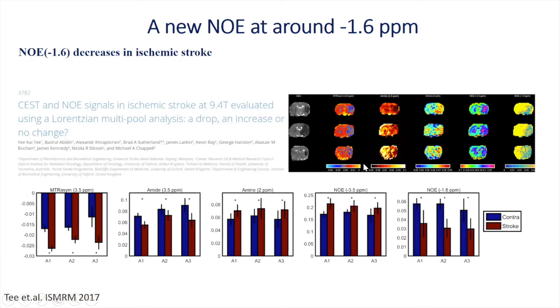Okay, so 1 year after our publication, another institute also repeated our study. This is the NOE. They also found a bigger contrast, and these are their maps. The last one is NOE -1.6. So you can see the lesion clearly.